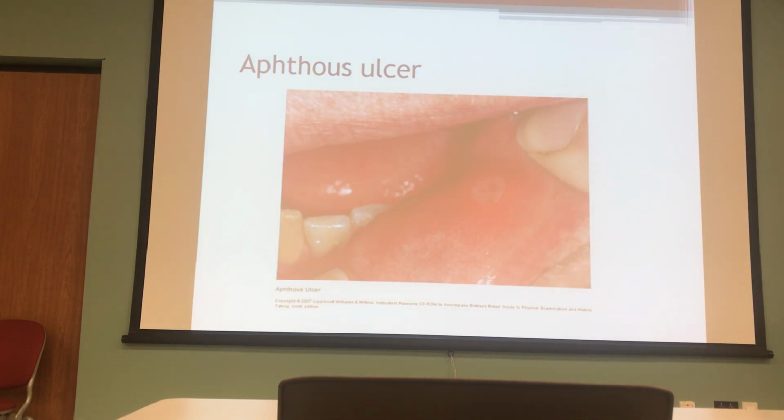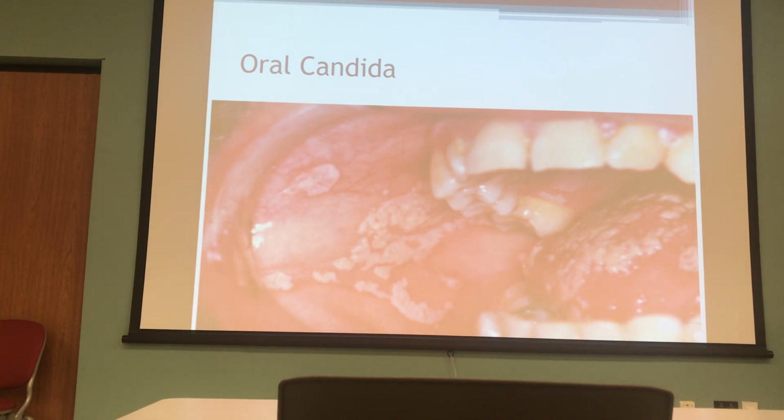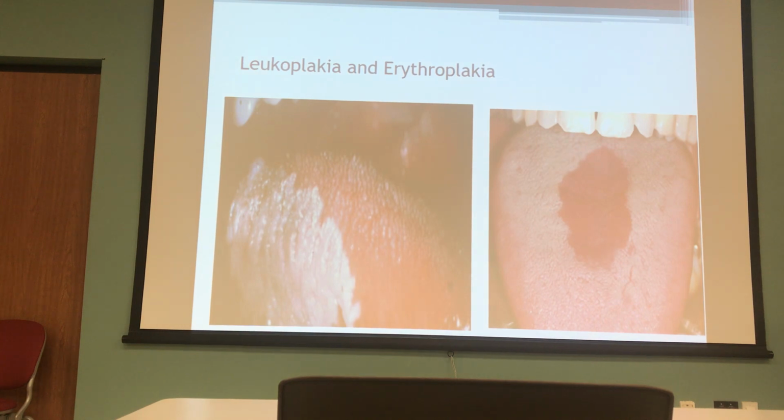Aphthous ulcers, these are usually benign. Ulcers that are in the mouth that usually are non-painful and benign and can go away. Oral candida, this is definitely fungal. And usually immunosuppressed people have this, so cancer patients, HIV patients, usually patients like that.